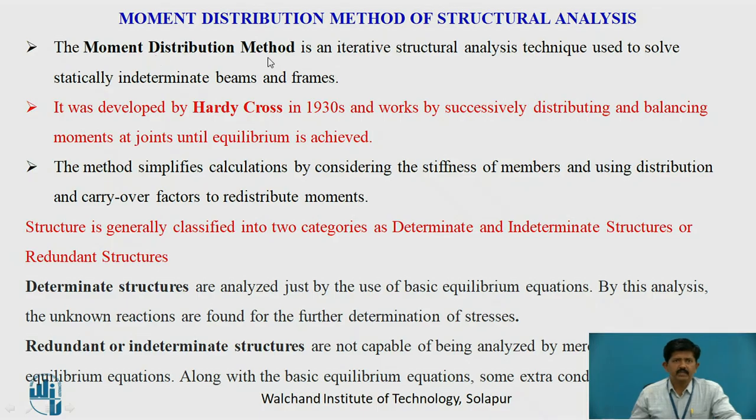The moment distribution method is an iterative structural analysis technique used to solve statically indeterminate beams and frames. It was developed by Hardy Cross in the 1930s and works by successively distributing and balancing moments at joints until equilibrium is achieved. The method simplifies calculation by considering the stiffness of members and using distribution and carryover factors to distribute the moments. Now, what do we mean by determinate and indeterminate structures?